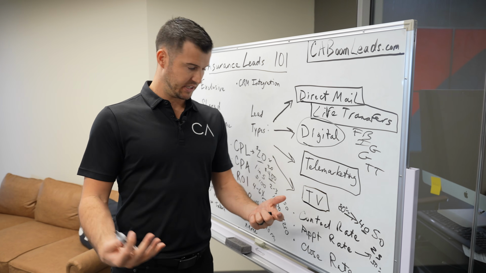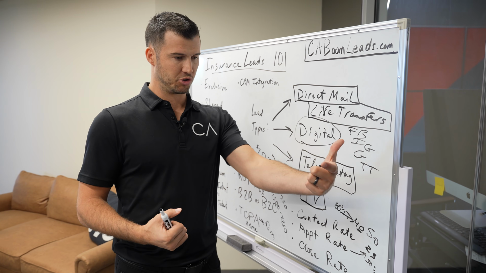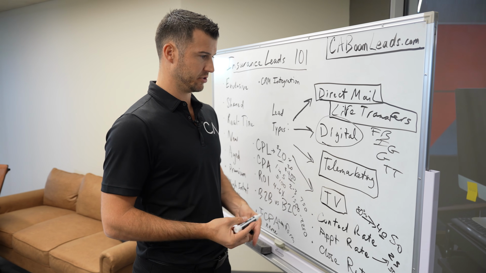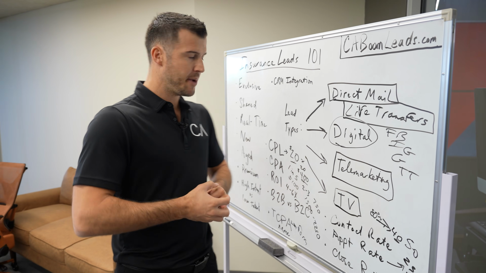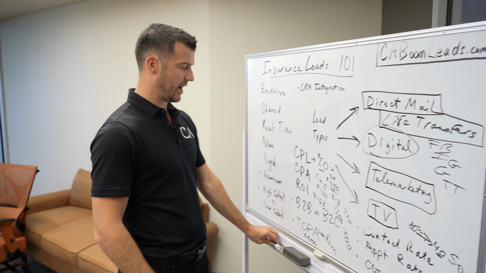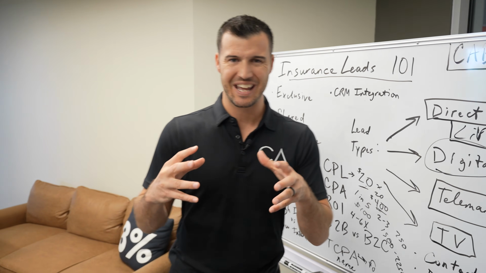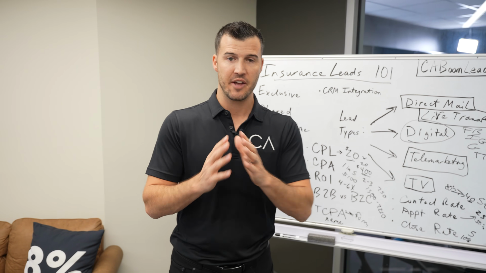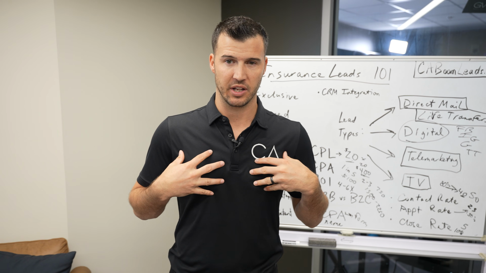TV leads can be good for like some final expense call centers where they have a commercial, very expensive across the country, certain locations, and then they're getting inbounds from the commercials. Okay, so there's a ton of different lead types, a ton of things to think about. However, I want this to be a general, basic education on how to generate insurance leads. If you ever have any questions, you can let me know.